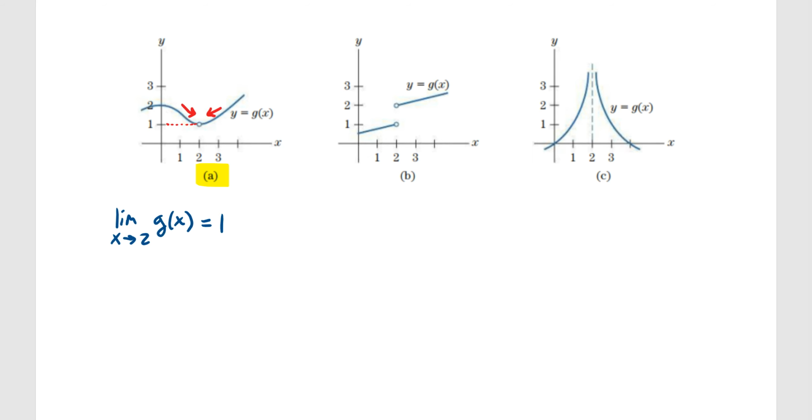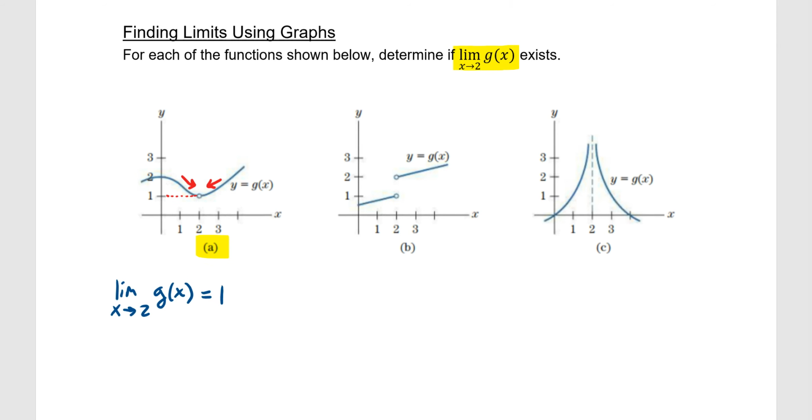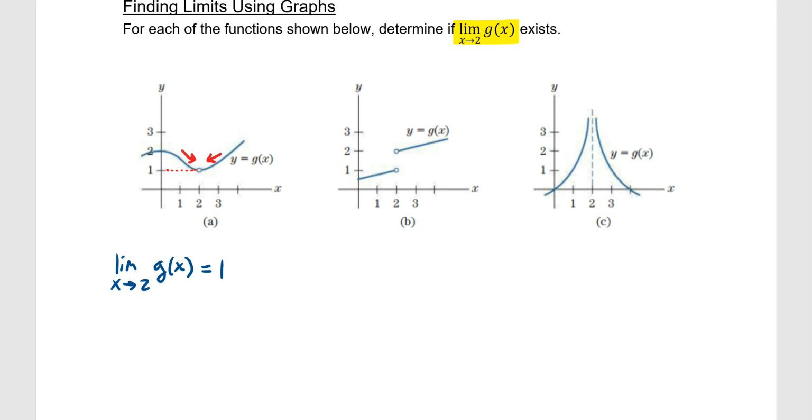So g of 2 does not exist, but the limit as x approaches 2 does exist. Okay, and next one for b here in the middle.